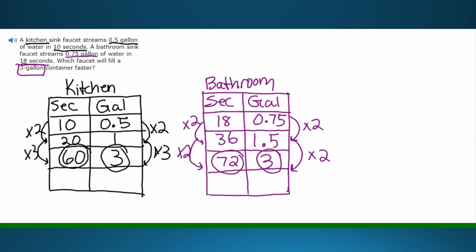Which faucet will fill a 3-gallon container faster? Well, if we look at it, the kitchen takes 60 seconds and the bathroom takes 72 seconds. The kitchen will fill up the 3-gallon container faster than the bathroom.